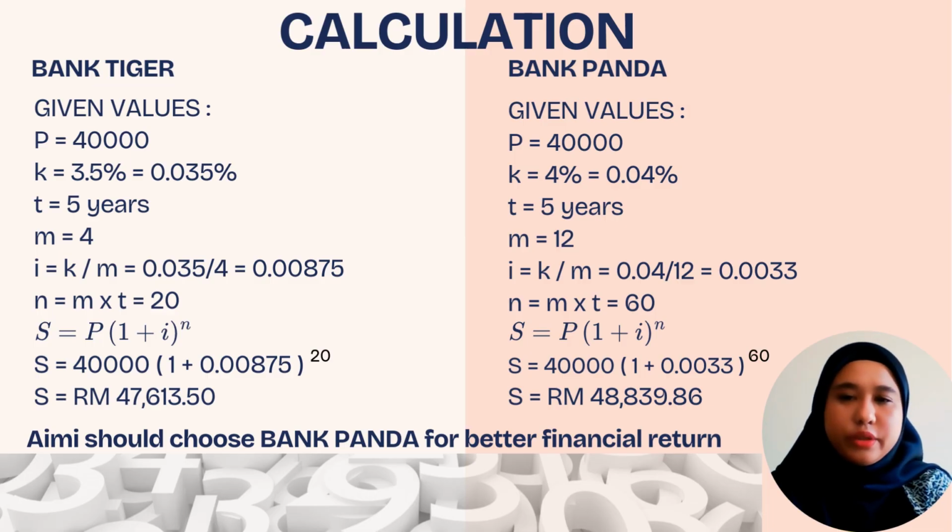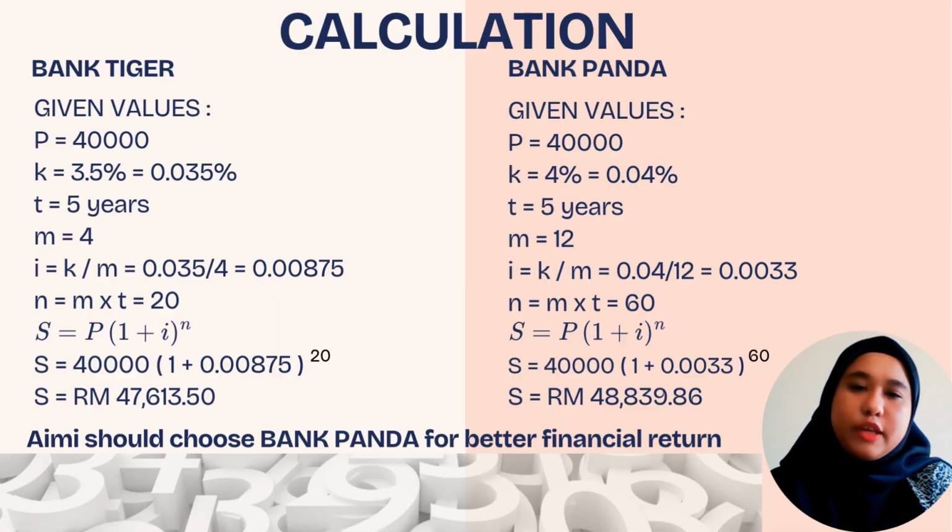Here's the calculation. Bank Tiger, given value P equals 40,000, K equals 3.5%, T equals 5 years, M equals 4, i equals K over M equals 0.00875, n equals 20. Here's the formula that I use. S equals P(1 + i)^n. S equals 40,000(1 + 0.00875)^20. So the future value of Bank Tiger is 40,613 ringgit 50 cent.